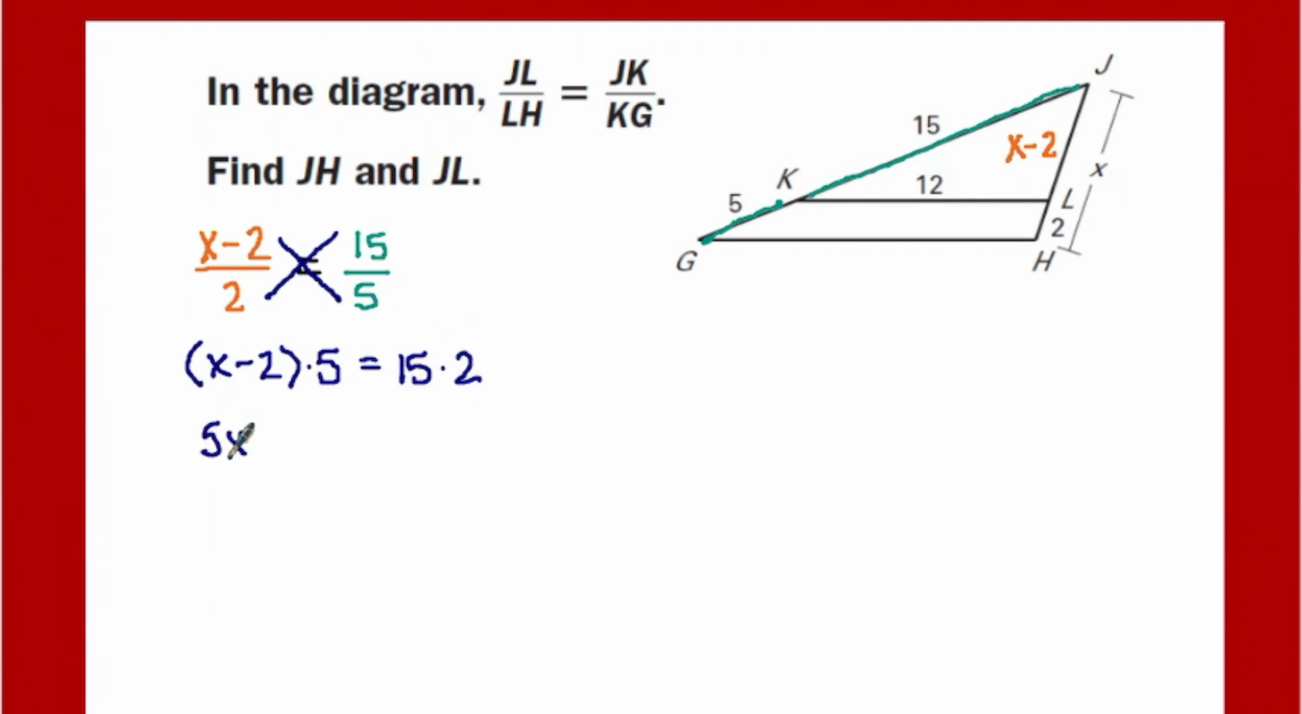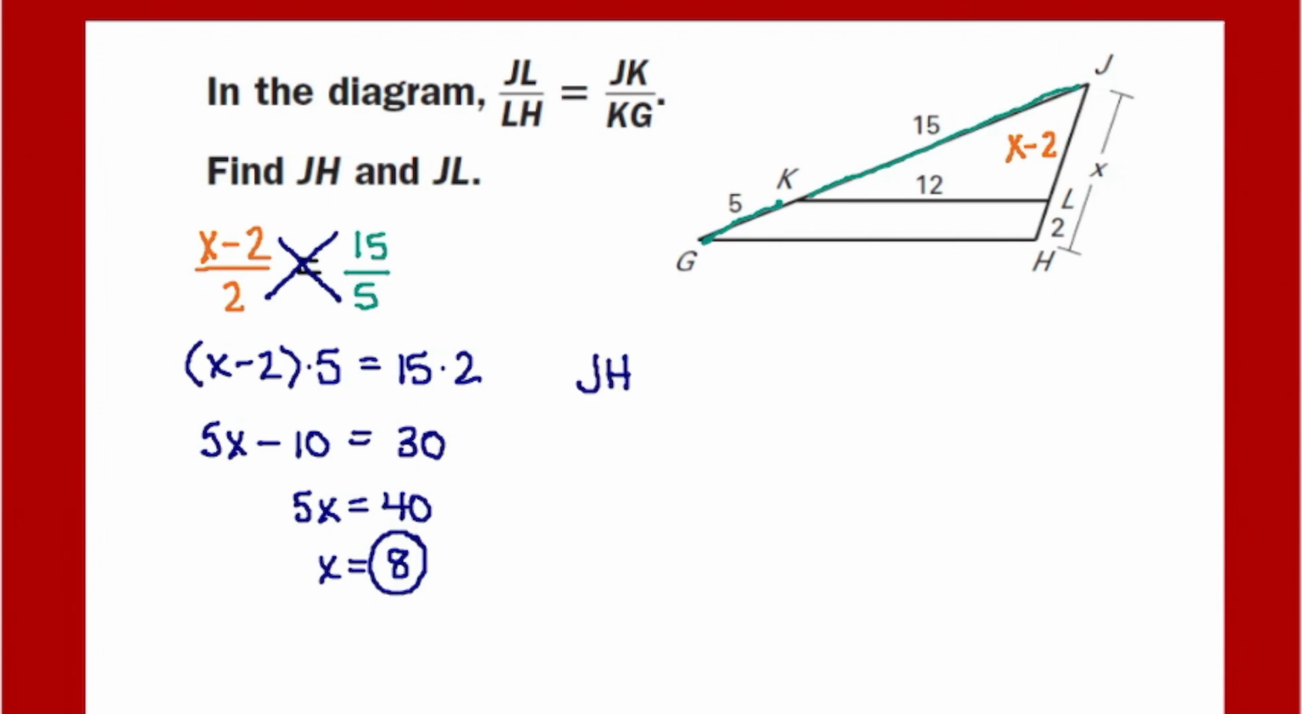X times 5 is 5x. 2 times 5 is 10. Add 10. Divide by 5. And I get x equals 8.